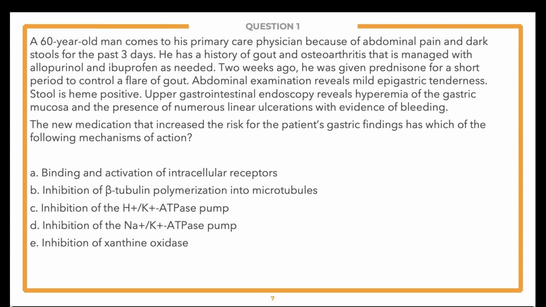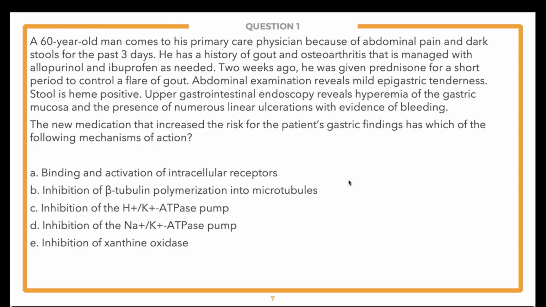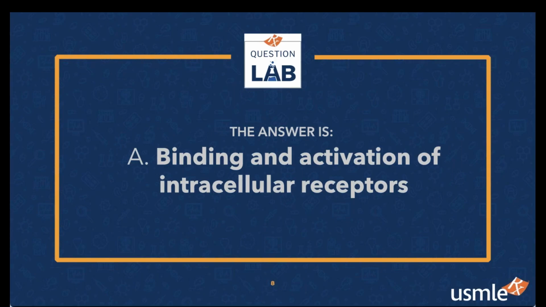Almost half of you went with answer choice A, the binding and activation of intracellular receptors. Almost a quarter of you went with answer choice C, and then for third place, it was pretty much split between B, D, and E. So interesting. Let's go ahead and hide the results and reveal the answer. And the answer is answer choice A, binding and activation of intracellular receptors. Great job, everyone. That was a good way to start off the night.